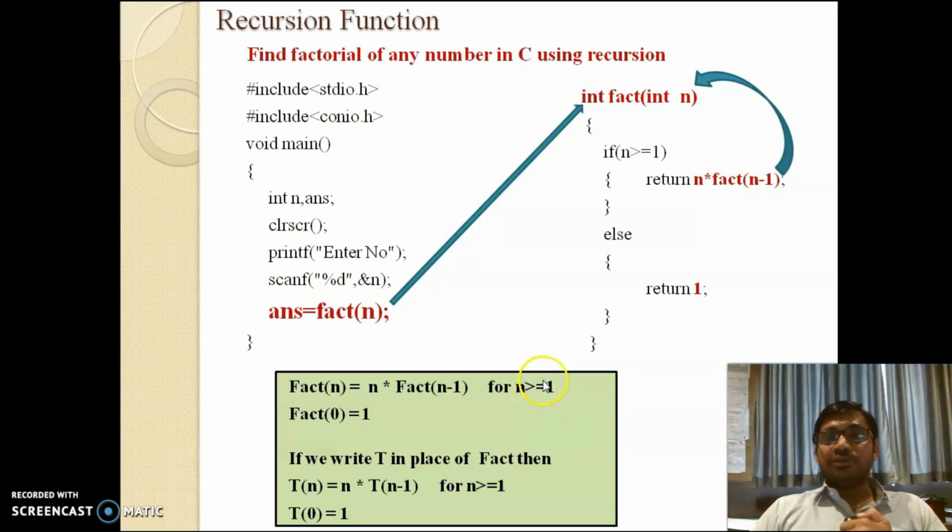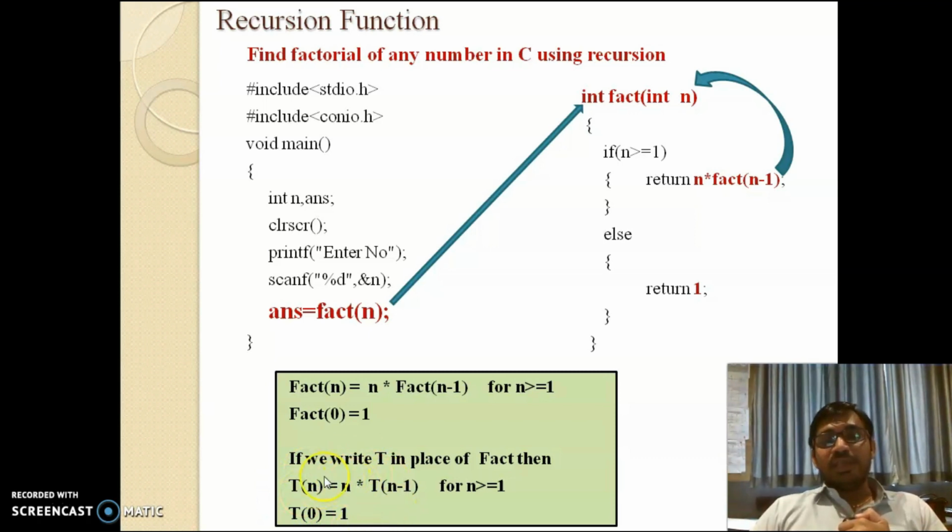If the value of n is equal to 0, so we can write fact of 0, then we'll return 1. So when the value of n is equal to 0, we'll return 1. So we can write fact of 0 is equal to 1. Now in place of fact, if we write capital T, suppose, then we can say it is T of n is equal to n into T of n minus 1 for n greater than or equal to 1, and T of 0 is equal to 1. So this is our recurrence equation.